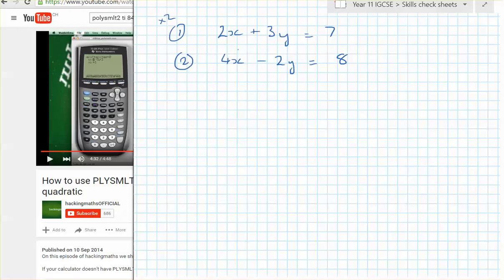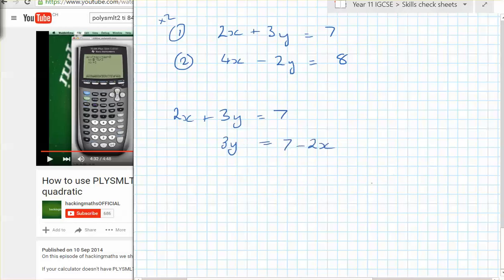But if we're going to use our calculator, two methods again. First one is? Use the app. Second one is? Graphically. If we were going to do it graphically, you'd have to be able to rearrange these. So let's check, how would you rearrange this to put it into your calculator? You know how to do these. What would you do first? Minus 2x, so 3y equals 7 minus 2x. And divide by 3. So we've got 7 minus 2x all divided by 3. Putting it into your calculator, you either use the fraction button or you put it in brackets and divide by 3, however you want to do it.